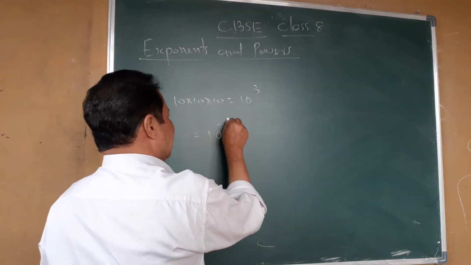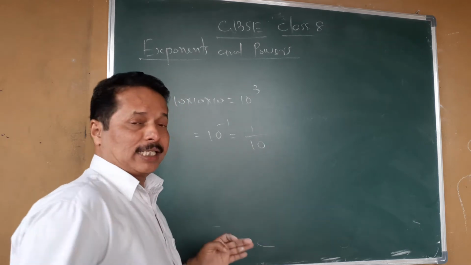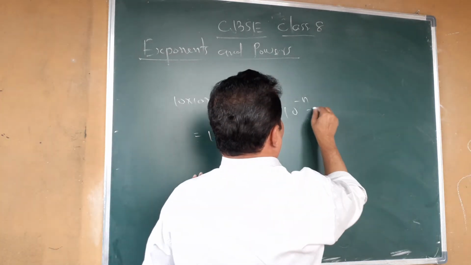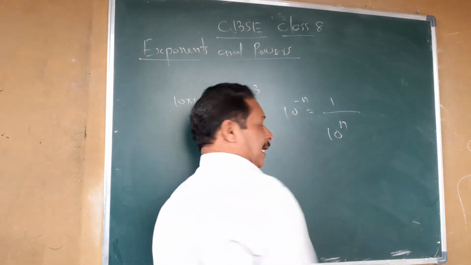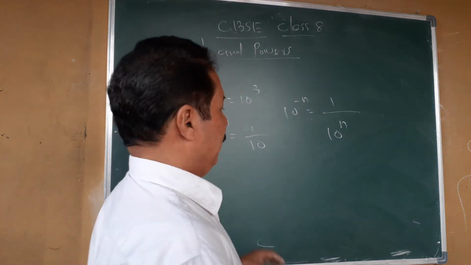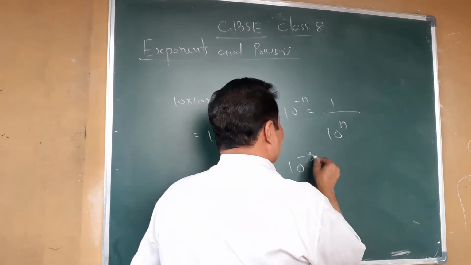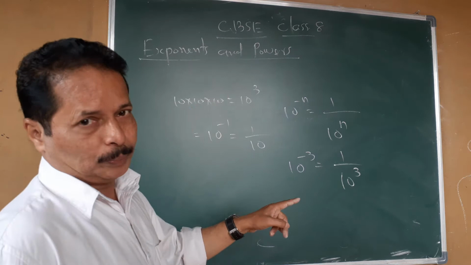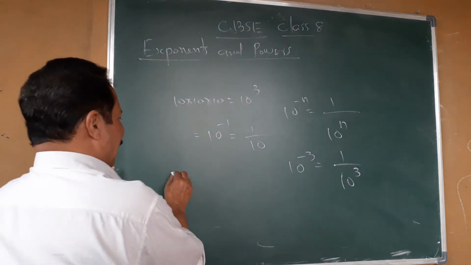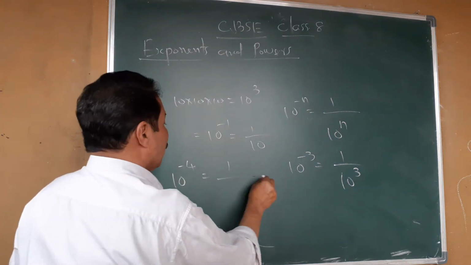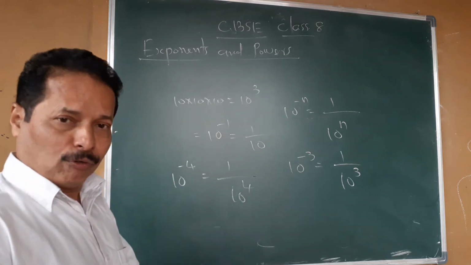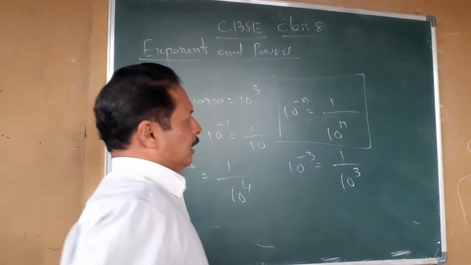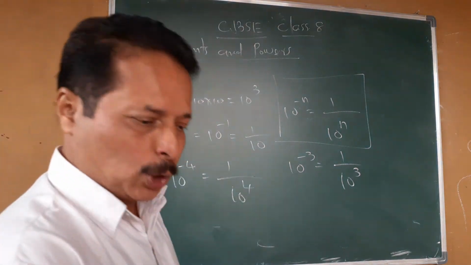That is 10 raised to minus 1 is 1 by 10. So what is 10 raised to minus n? That is 1 by 10 raised to n. And what is 10 raised to minus 3? It is 1 by 10 cubed. You get the idea? So what is 10 raised to minus 4? It is 1 by 10 raised to 4. That is 10 raised to minus n is equal to 1 by 10 raised to n.